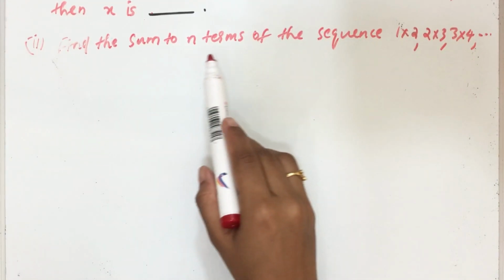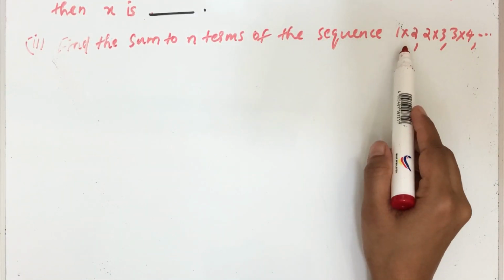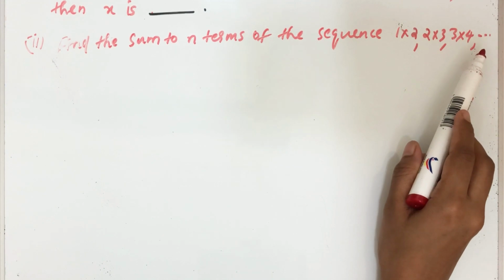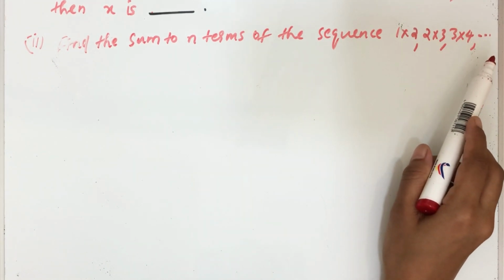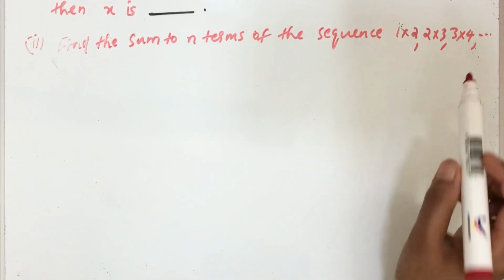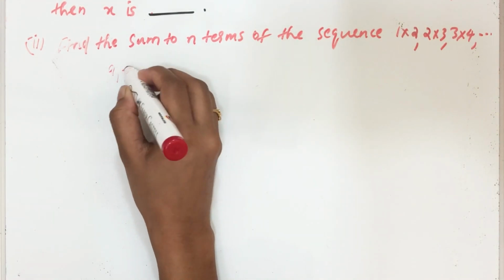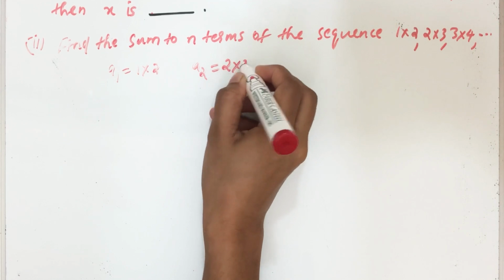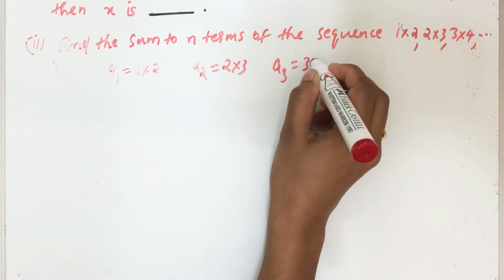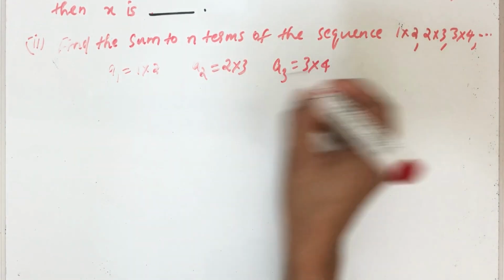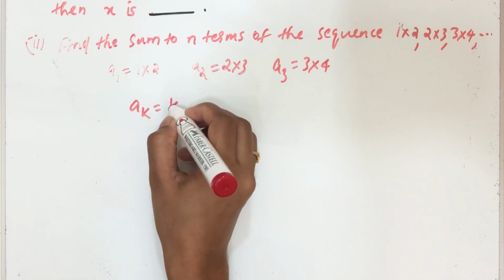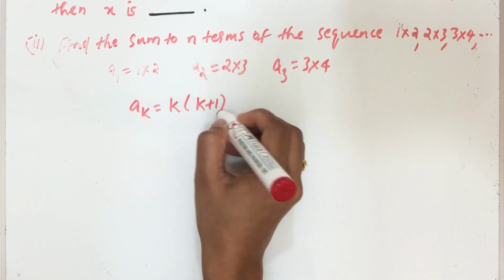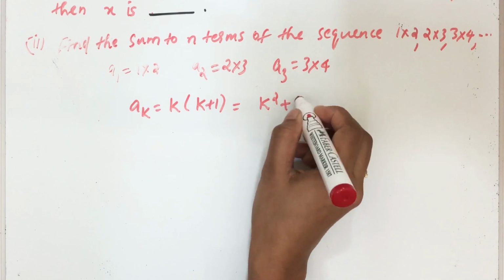Next question, find the sum to n terms of the sequence 1 into 2, 2 into 3, 3 into 4, from the section sum to n terms of special series. Here the first term a1 is equal to 1 into 2, a2 is equal to 2 into 3, a3 is equal to 3 into 4. Like that we can say the general term ak is equal to k into k plus 1, which is equal to k square plus k.